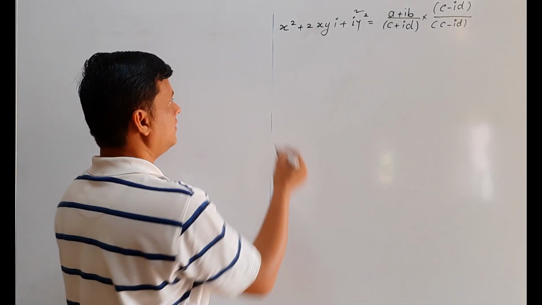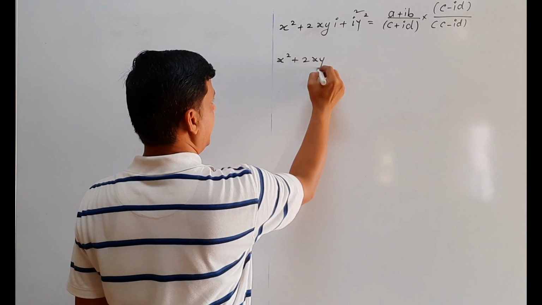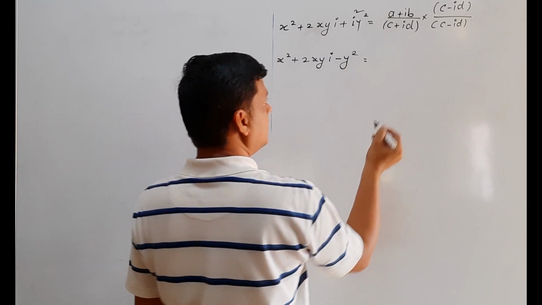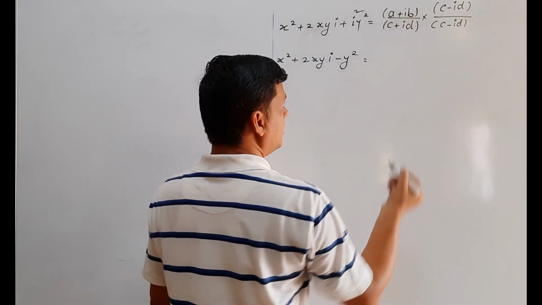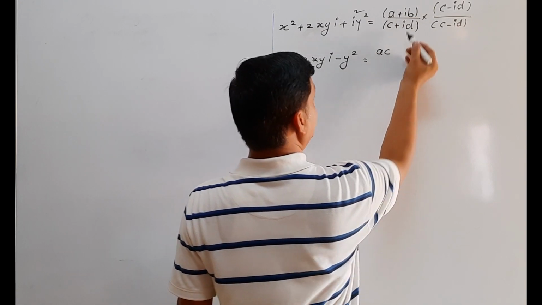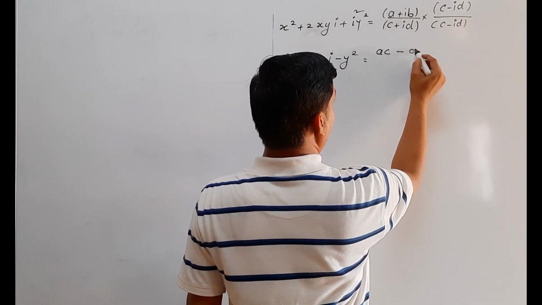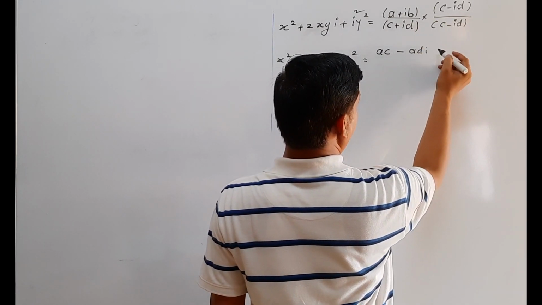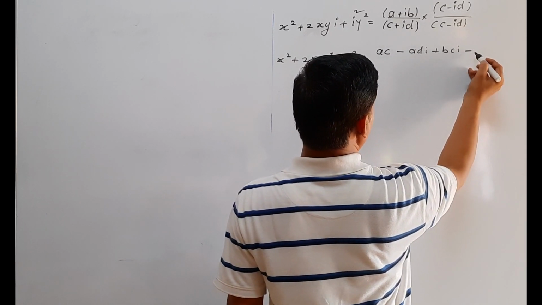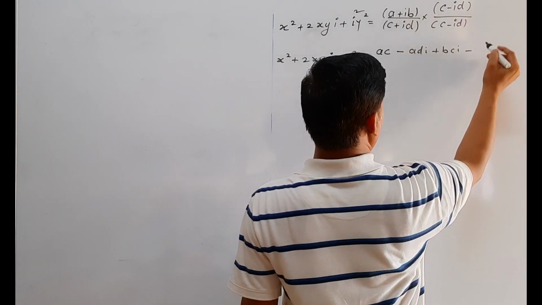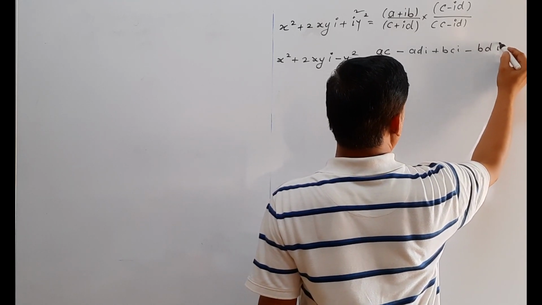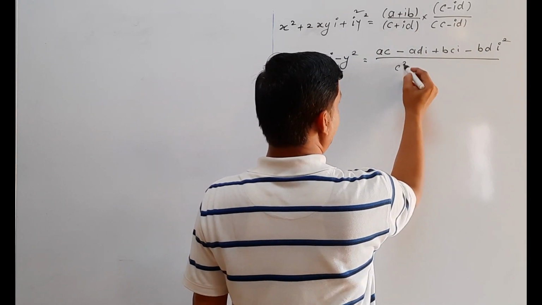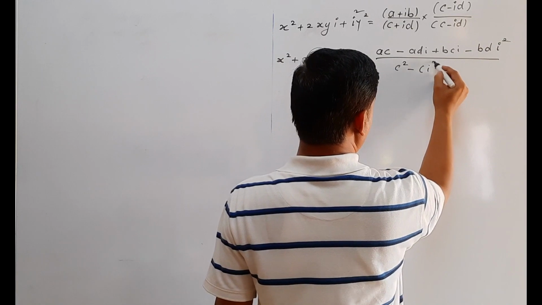So on the left hand side we write x square plus twice xyi, i square is minus 1, so we directly write minus y square. Now multiply numerator terms with numerator terms. So a into c we get ac, a into id we get adi, then multiply by ib, so we get ib into c, that is bci, minus, here i into i square, b into d is bd, so we write minus bd i into i square, upon, we apply the formula (a plus b)(a minus b), so we write here c square minus i square b square.